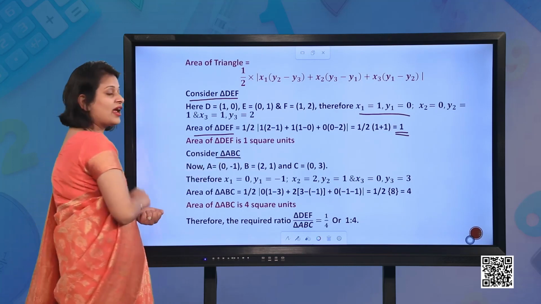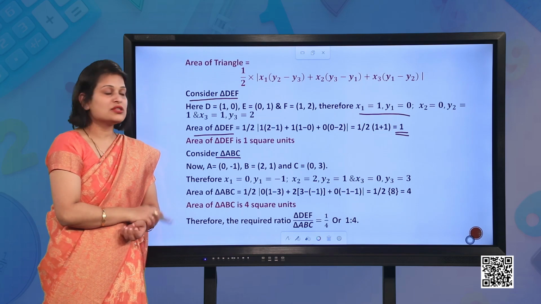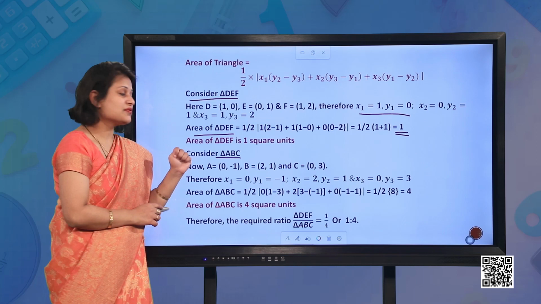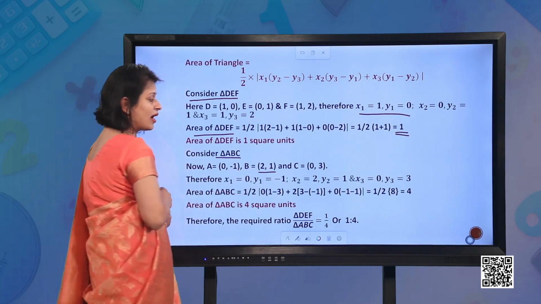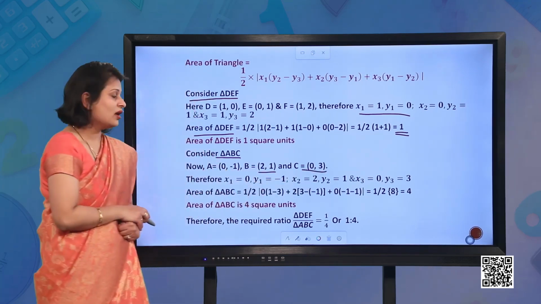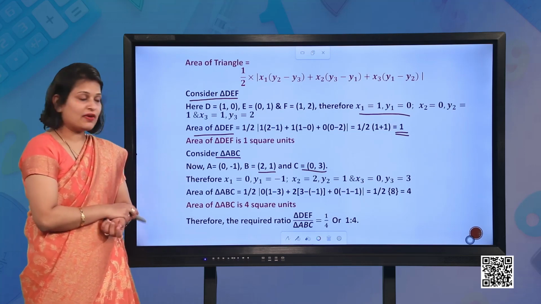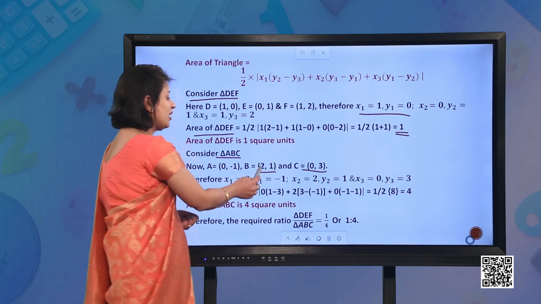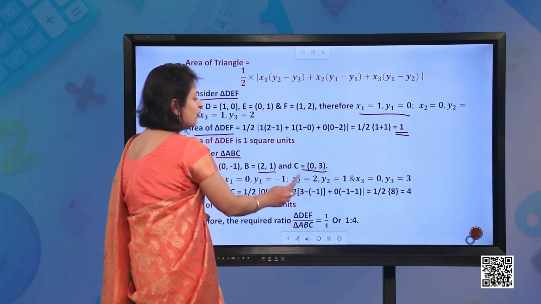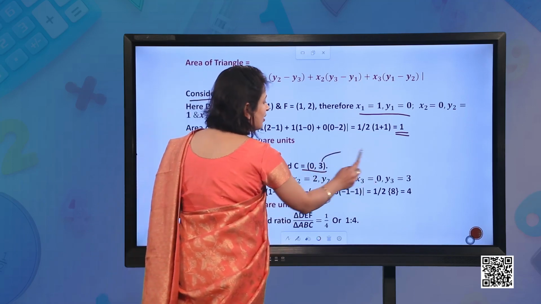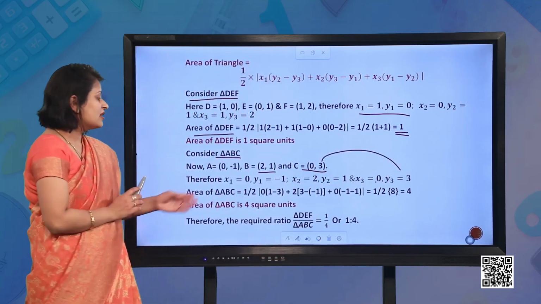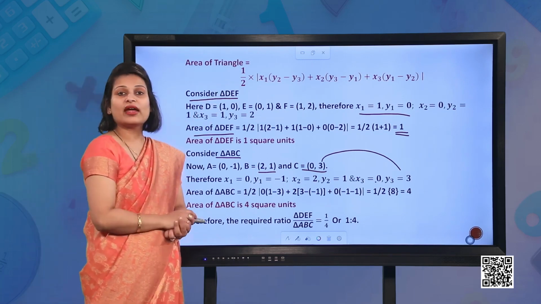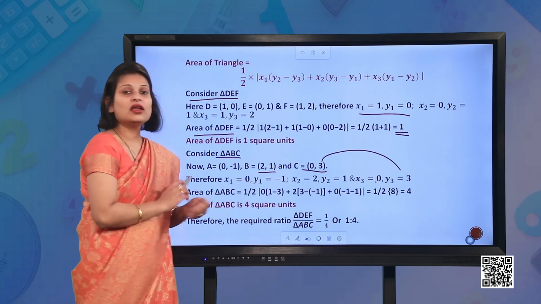Now, you have to consider triangle ABC. You know the coordinates of triangle ABC as A (0, minus 1), B (2, 1) and C (0, 3). Again, you can find out x1, y1. From here x1 is 0, y1 is minus 1. From here x2 is 2, y2 is 1. From here x3 is 0 and y3 is 3. Simply substitute the values in this formula. When you solve it, you will get the area of triangle ABC as 4 square units.